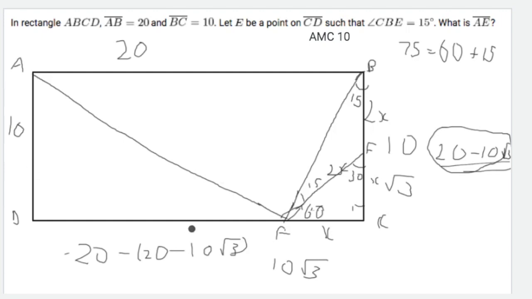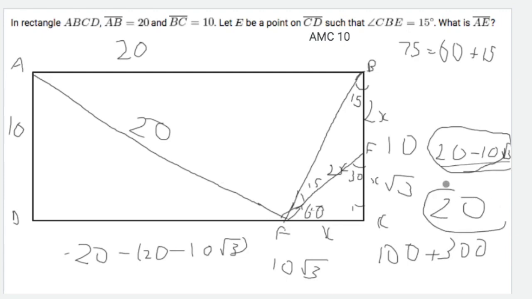Now you can use the Pythagorean theorem. You get 10 squared, which is 100, plus 10 square root of 3 squared, which is 300. If you add this up, you get 400. And you square root that, and you get 20. And AE is just 20. And 20 is our final answer.